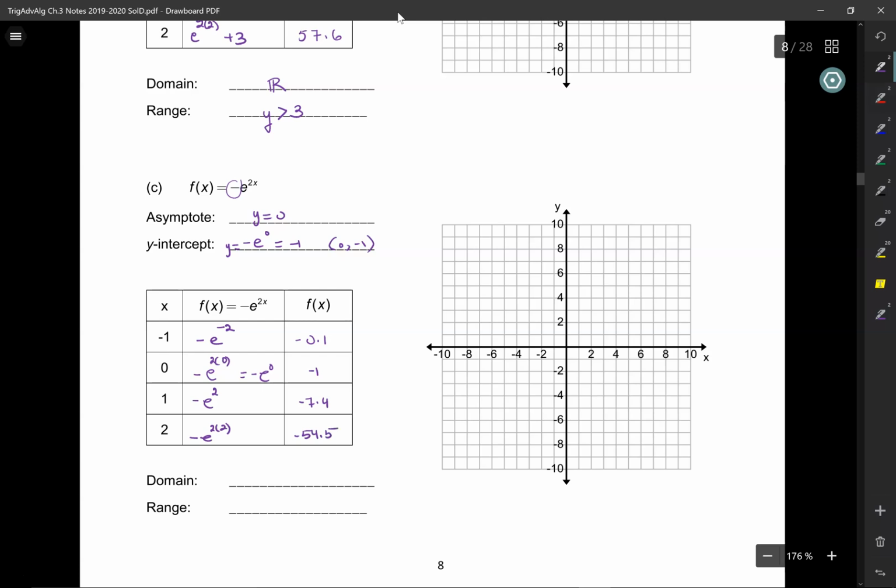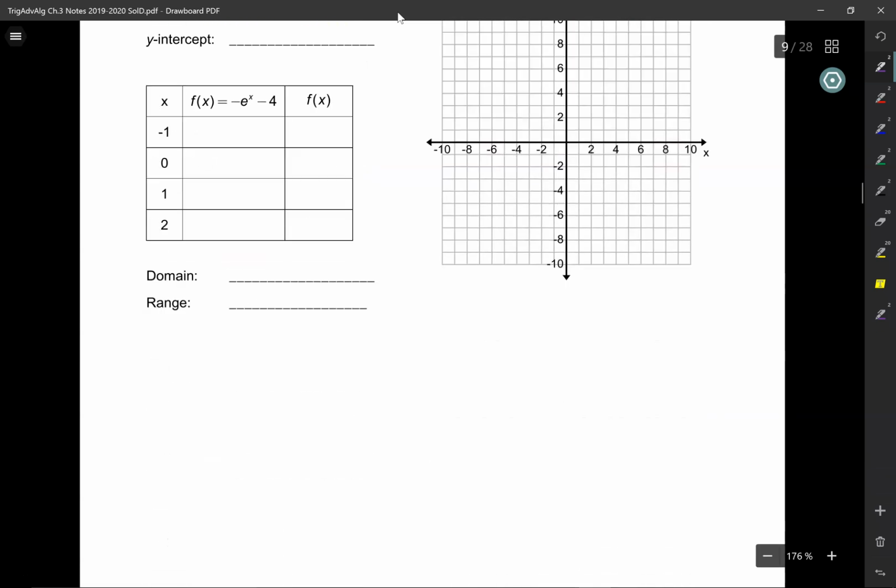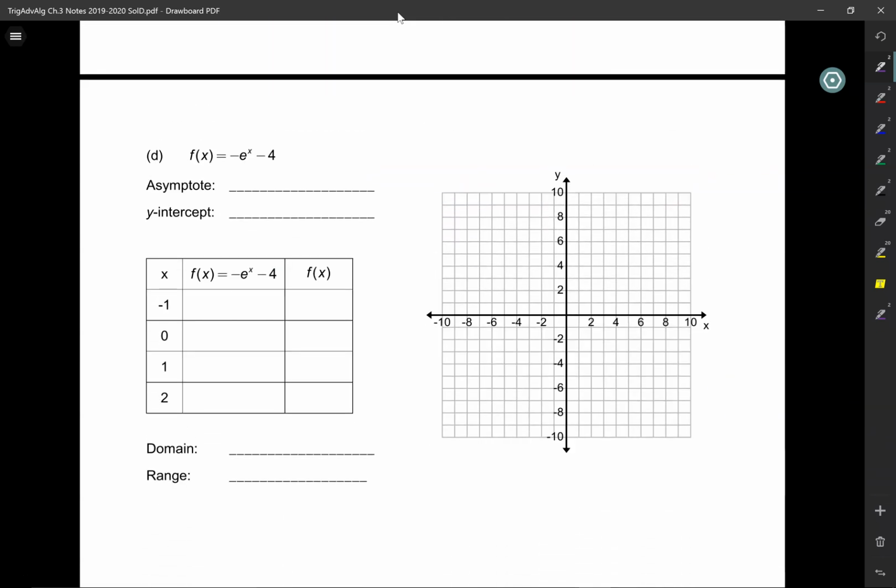Okay, where did we say the asymptote was? At y equals 0. Okay, when x equals negative 1, we're at negative 0.1. Then negative 1, then negative 7.4, and that's good enough. Okay, and our domain is all reals, and the range you can see is now y is less than 0. Okay, perfect. All right, we're almost there. I only have one more to go.